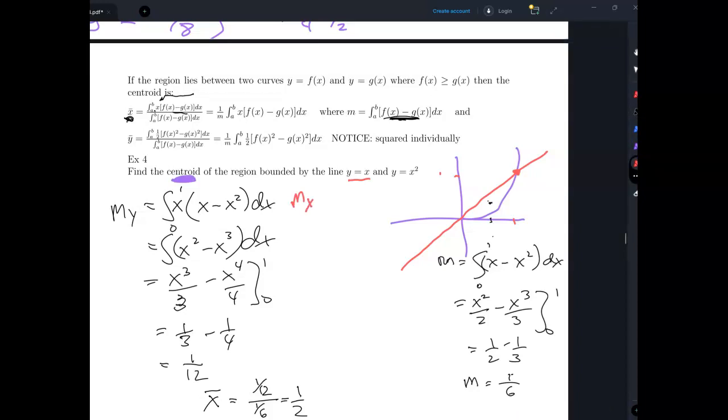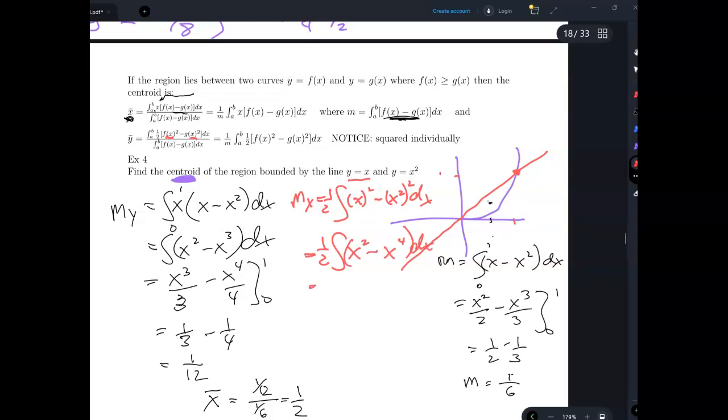So now let's go find out what the y bar will be by doing m sub x. Okay, so this is where it's a little bit tricky. I have to take 1/2 times each of the functions squared individually. So I'm going to say 1/2, then I'm going to square my x, and then I'm going to square my x squared. So let me bring it down here. So I get x squared minus x to the 4th, then integrate it. 1/2 times x cubed over 3 minus x to the 5th over 5, and then I'm evaluating between 0 and 1.